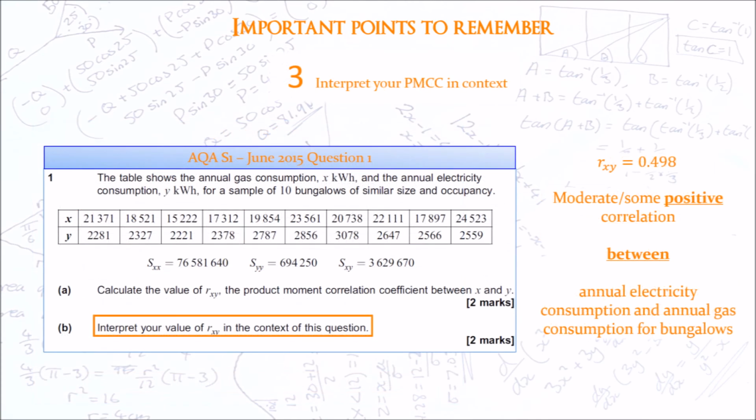Part 3 is interpreting your PMCC. So again, the two things you've got to write here is firstly you've got to talk about if it's a positive or negative correlation or possibly no correlation and its strength as well. And then it's between, and always make sure you write out in full what it is between, what's your value of x and what's your value of y, what is it lying between.